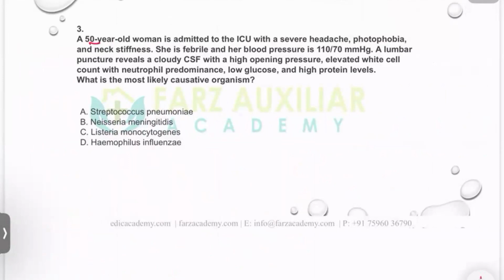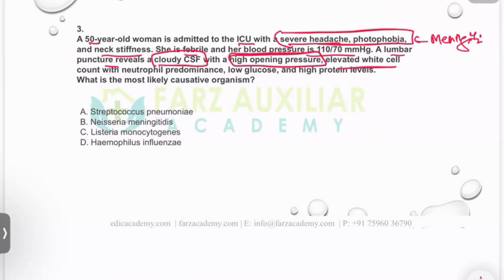A 50-year-old woman is admitted to ICU with severe headache, photophobia, and neck stiffness. What does this mean? Meningitis. She is febrile. Blood pressure is 110 by 70. She is subjected to lumbar puncture, which shows cloudy CSF, high opening pressures, elevated TLC with neutrophil predominance, low glucose and high protein levels. Okay, what is the likely causative organism? Very basic question.